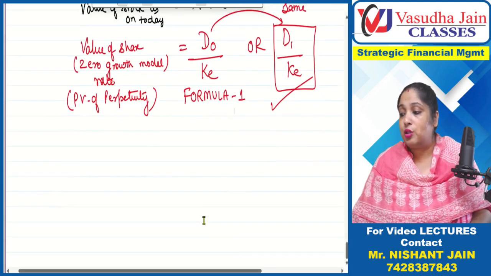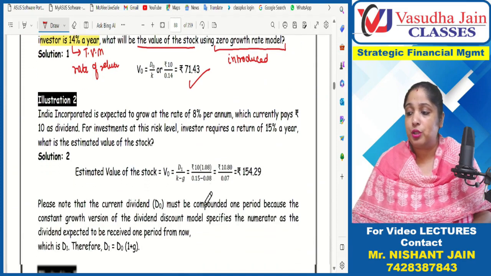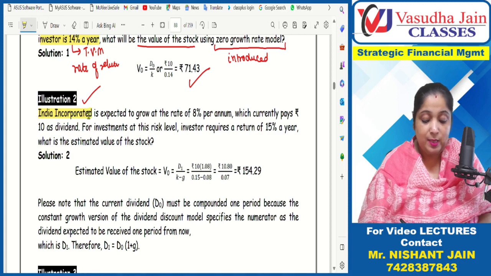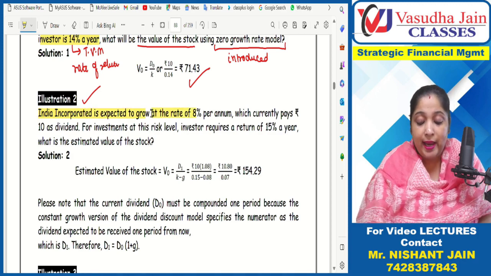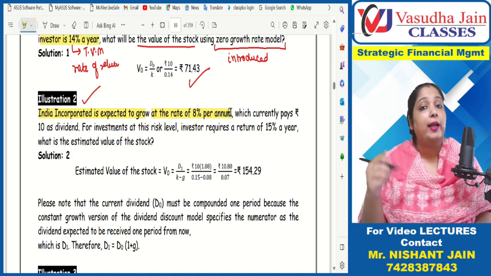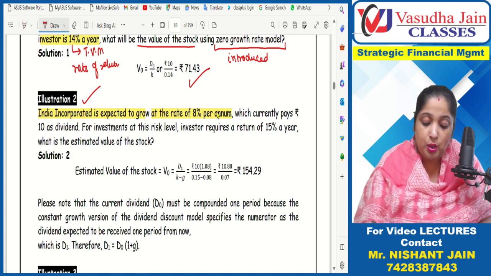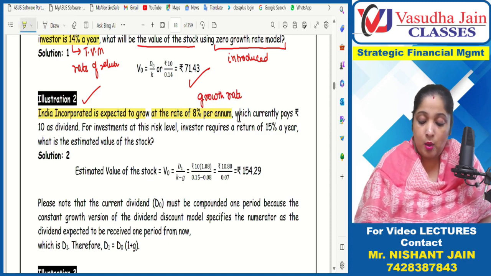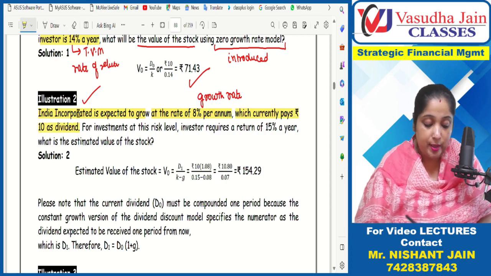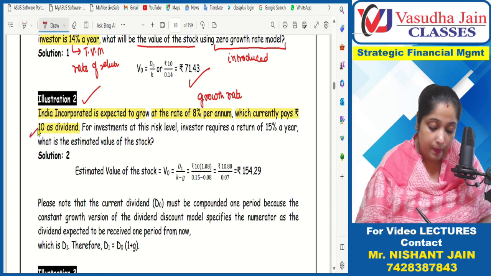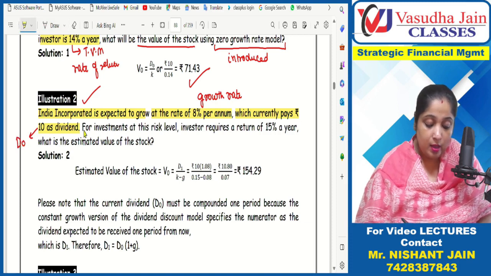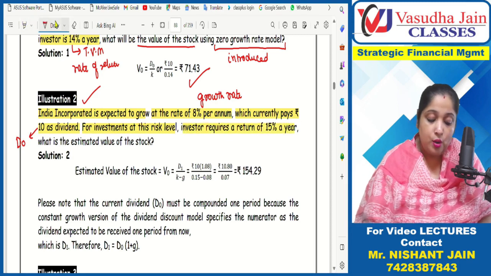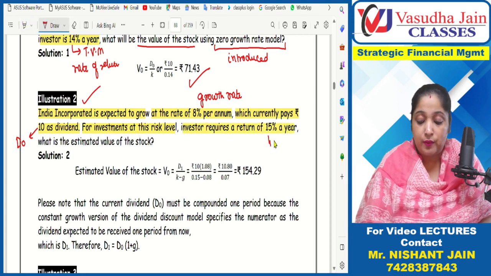Now moving to the second question. Second question says, India Incorporated is expected to grow at the rate of 8% per annum. Every year the company is going to grow at the rate of 8% per annum. So they are giving you the growth rate. Then it currently pays a dividend of 10 rupees. Now this is not D1, this is D0. They are currently paying D0. For investment at this risk level, the investor requires a return of 15%. So this is the return for the investor, but this is the cost of equity for the company.